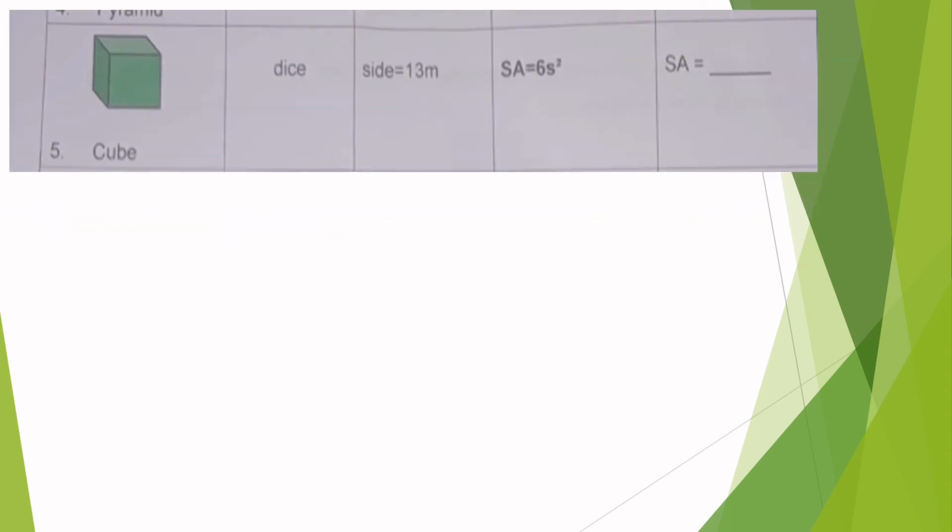For number 5, we have a cube. A cube is like a dice. So for our given, we have S is equal to 13 meter. Since all the sides are equal, then we have only one given. And for our formula, we have SA is equal to 6S squared. 6 because we have 6 faces and they are equal in size.